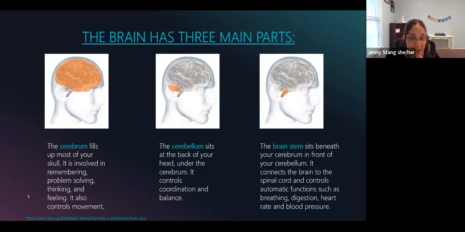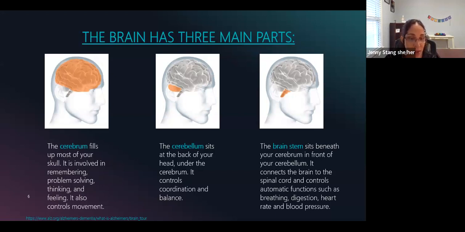The cerebellum sits at the back of our head under the cerebrum, and it controls coordination and balance. And finally, the brain stem sits beneath our cerebrum in front of our cerebellum. It connects the brain to the spinal cord and controls automatic functions such as breathing, digestion, heart rate, and blood pressure.